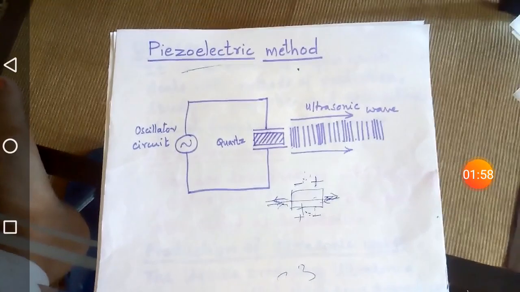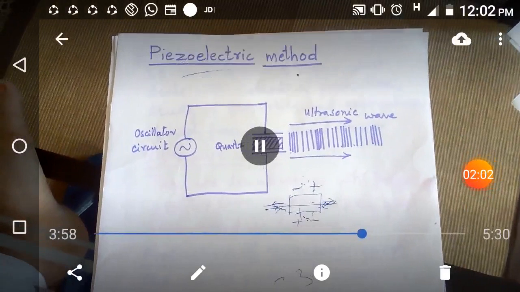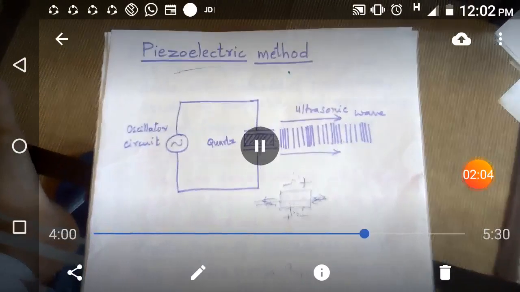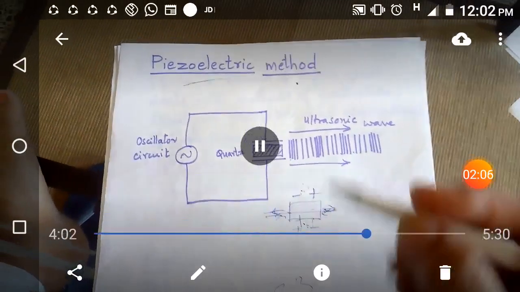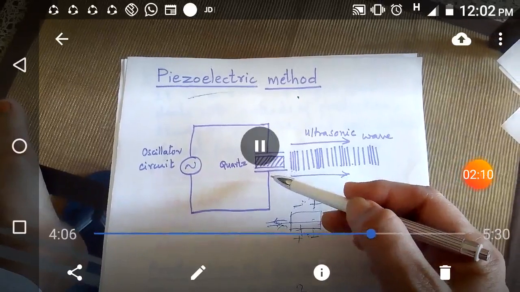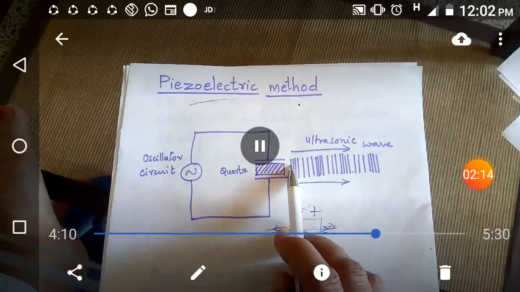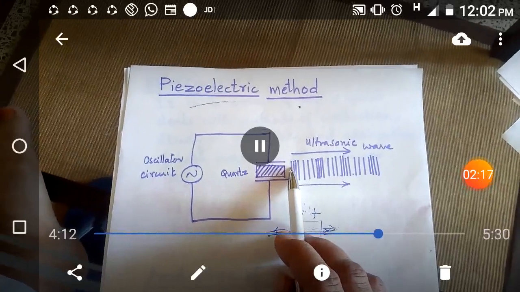The second method is the piezoelectric method. Here we use a quartz crystal, and the principle is that when mechanical pressure is applied along one pair of faces of the quartz crystal, it experiences electrical charges on the opposite pair of faces. And the converse is also true.